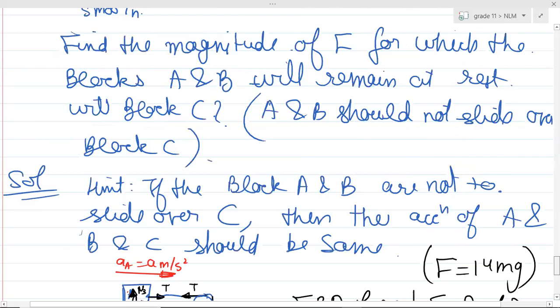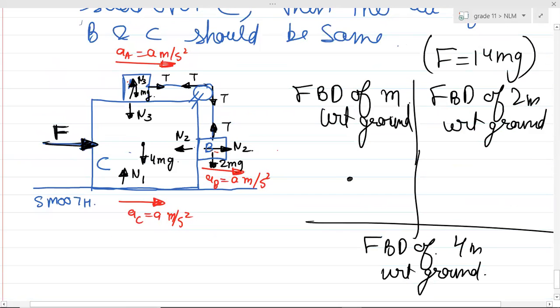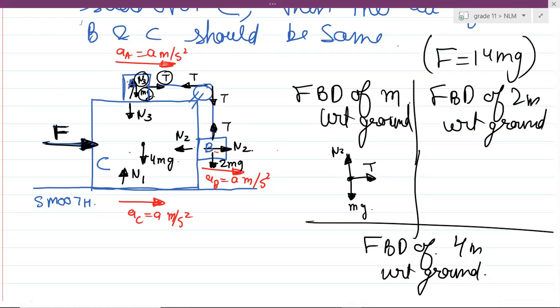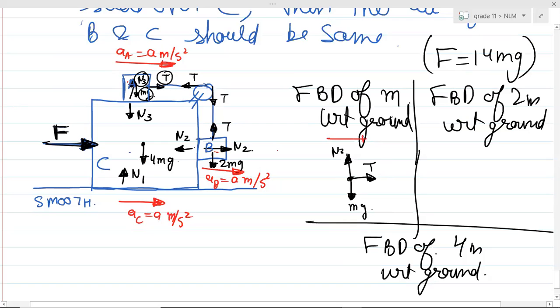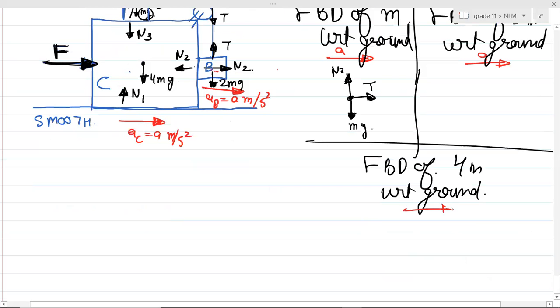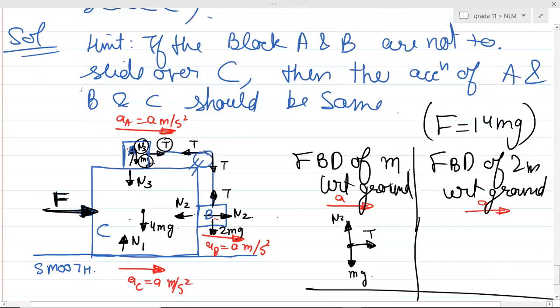So if we talk about m with respect to ground, first there is this mg acting downwards, there is this N3 acting upwards, there is this T acting in this direction. Can you see this force and this force are acting on block A? So we drew all the forces, and this block was accelerating with an acceleration of a. This is also accelerating with a over here, and this is also accelerating with a over here. So that is the common point which you need to understand.